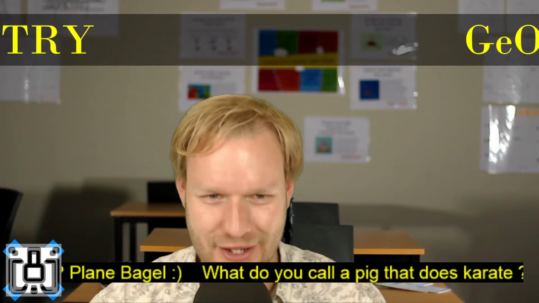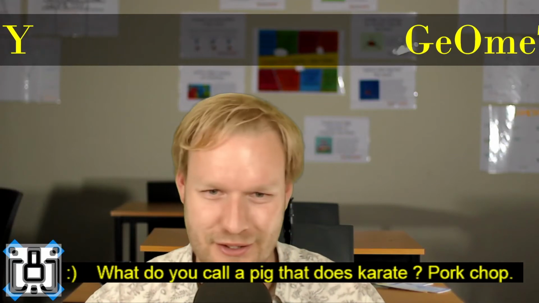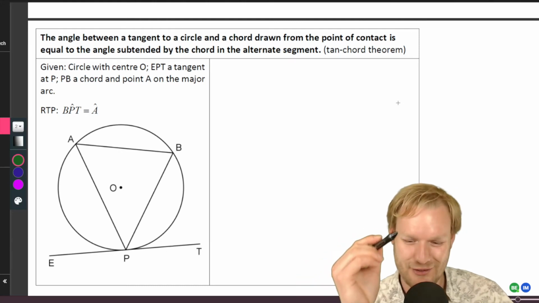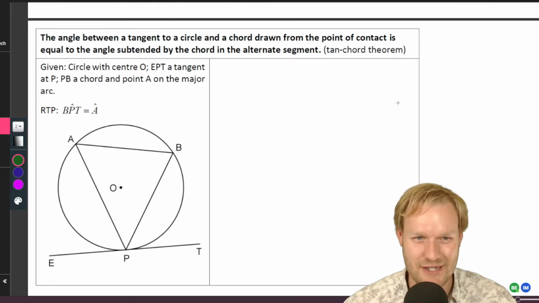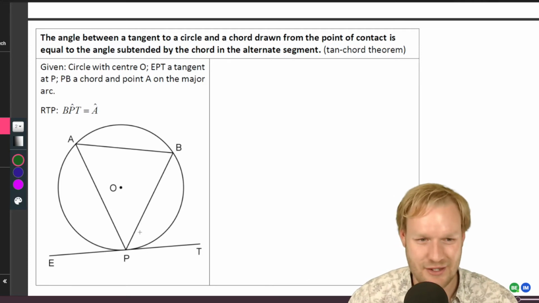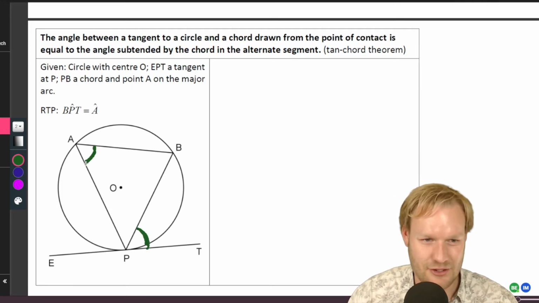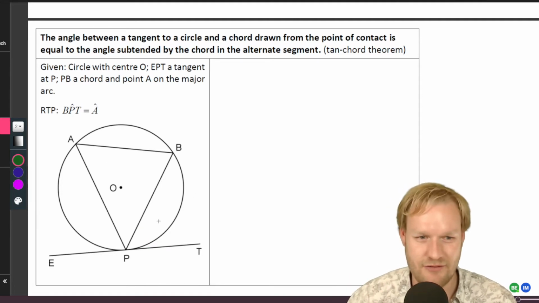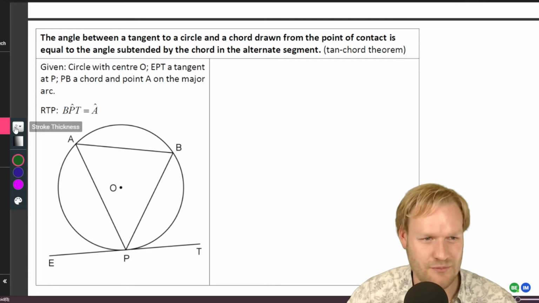It's proof time again, and this time, I think we need something like this. Okay, so for this one, the angle between a tangent to a circle and a chord, or blah blah blah. So basically what the theorem says is that this angle out here is equal to this angle over here, right? That's what the theorem states.